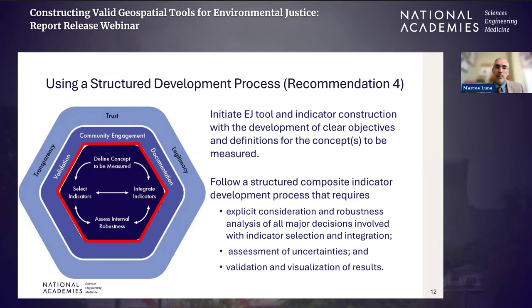This report does not specify how to construct a particular composite index, but rather the 10 steps or decisions that must be made when constructing any composite index. And it's important to realize that these 10 steps or decisions are nonlinear. This is not a sequential development model. Rather, it's more akin to an agile development process: nonlinear, iterative prototyping, testing, and community engagement throughout the process.